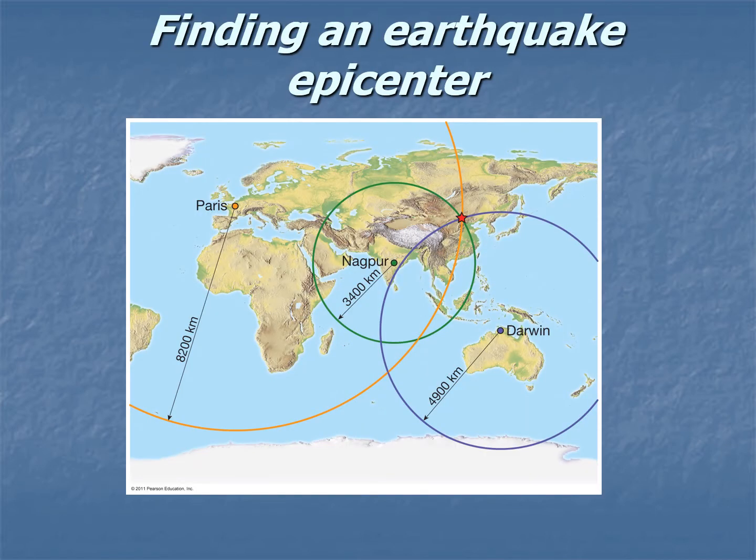So this is what we mean by that. Okay, so this is your old school way to locate the epicenter of an earthquake. Here we used information from seismometers that were in Paris, Nagpur, which is in India, and Darwin, which is in Australia.